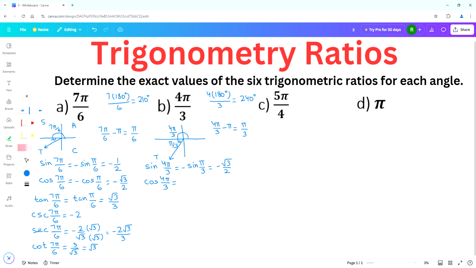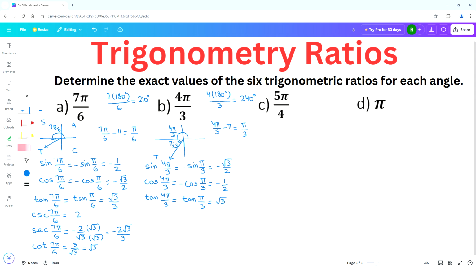Cos is negative in quadrant 3. As per the special triangle for pi over 3, cos of pi over 3 is equal to 1 over 2. So the final answer is negative 1 over 2. Tan is positive in quadrant 3. Tan pi over 3 is equal to square root of 3.